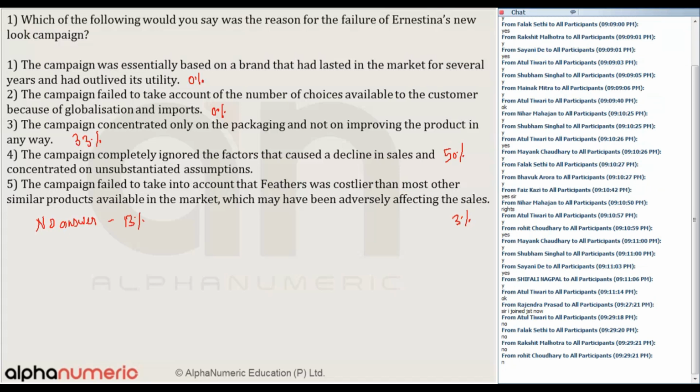Now here the question says, which of the following would you say was the reason for the failure of the Anistia's new look campaign? First, the campaign was essentially based on a brand that had lasted in the market for several years and had outlived its utility. Second, the campaign failed to take account of the number of choices available to the customer because of globalization and imports.